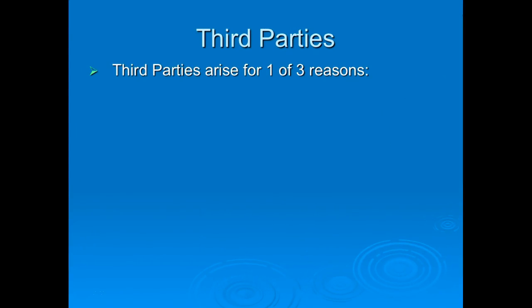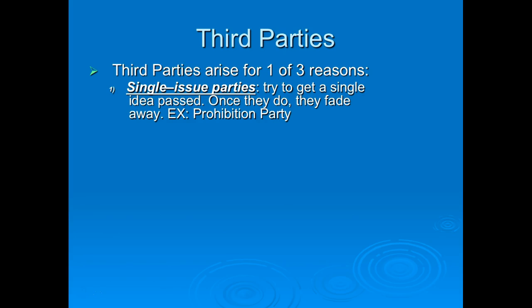There's some main reasons why third parties show up. Why aren't the Democrats and Republicans enough? There's a couple of reasons. You have things like the Prohibition Party, which are single issue parties. They have one thing they want to get accomplished, and other than that, they don't really care. So they want the single thing passed. And once they get what they want, the party dissolves.